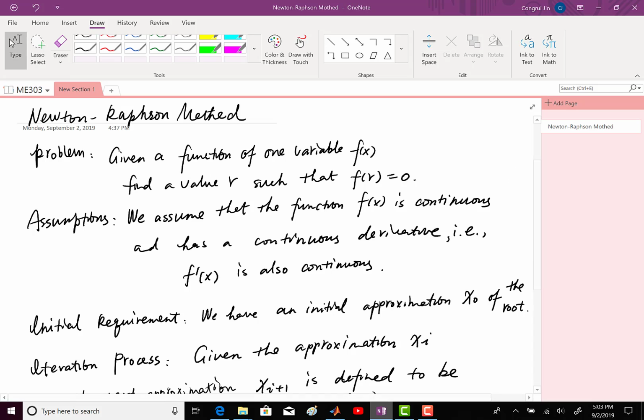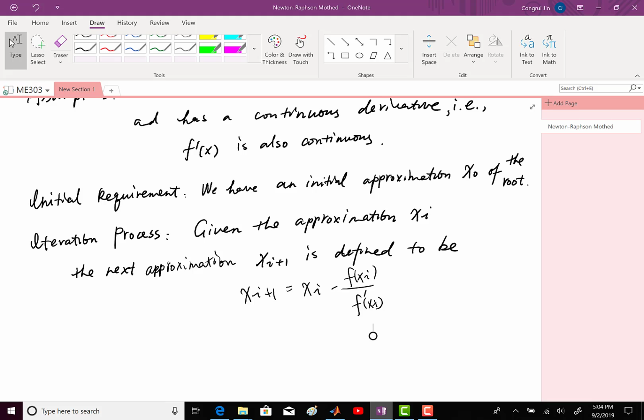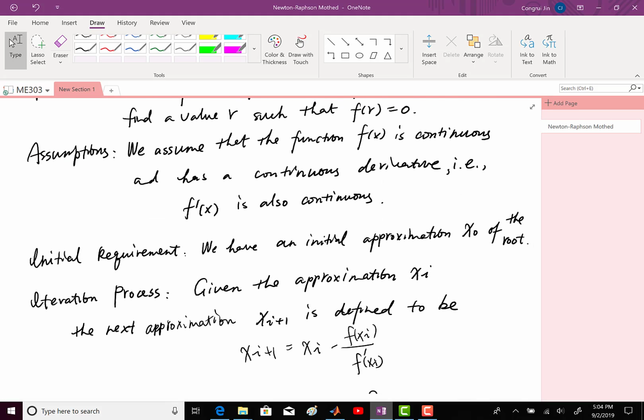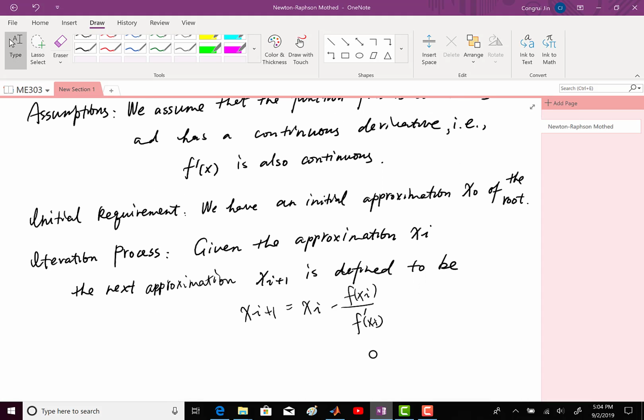The initial requirement to use this method is that we need an initial guess about the root. So there should be an initial approximation x0. It's different from the previous two methods. We don't need to start with an initial interval [a, b] which brackets the root. We just need one single approximation. So that's why this method doesn't belong to the bracketing methods. It belongs to the open methods.